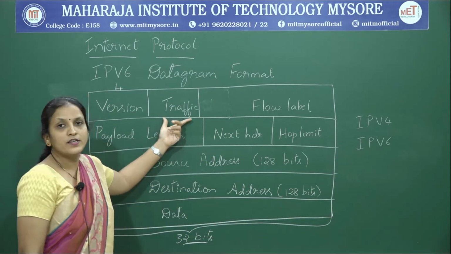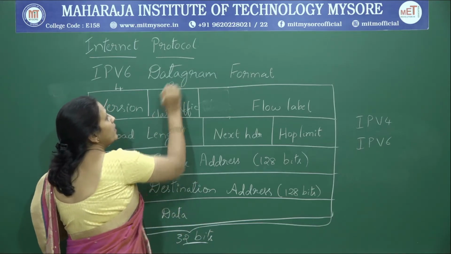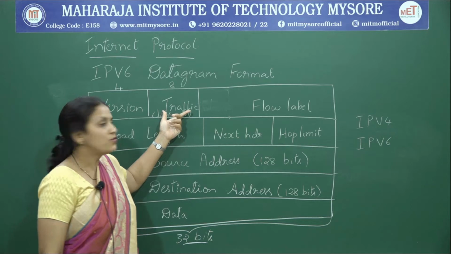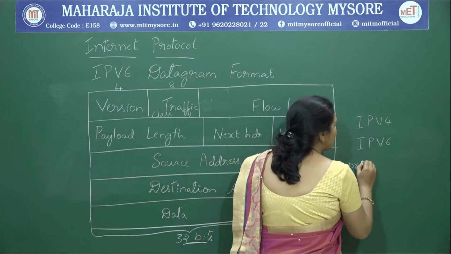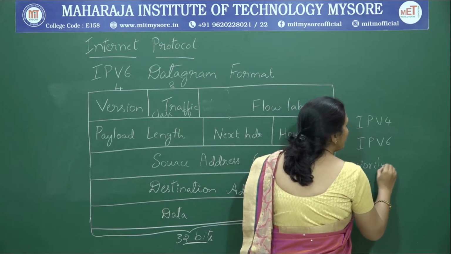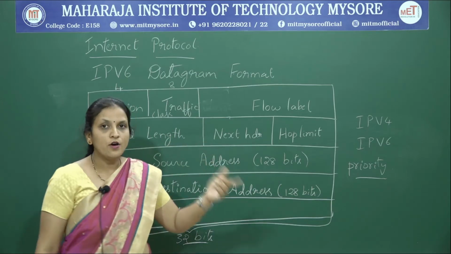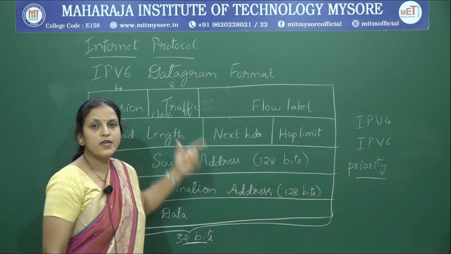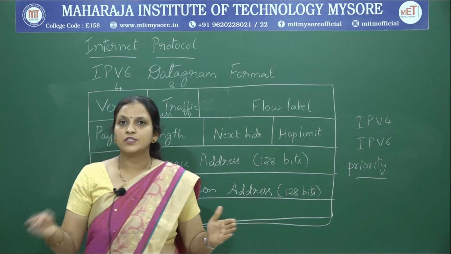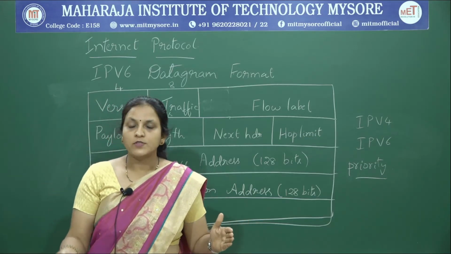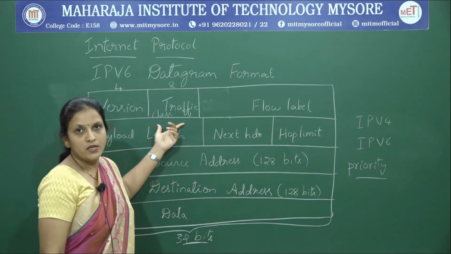The next field is traffic class. This is an 8-bit field which is used to specify the priority for a given datagram. By specifying the priority in the traffic class, we can make a datagram travel faster from source to destination over other datagrams. Depending upon its priority, the traffic class field will be filled.